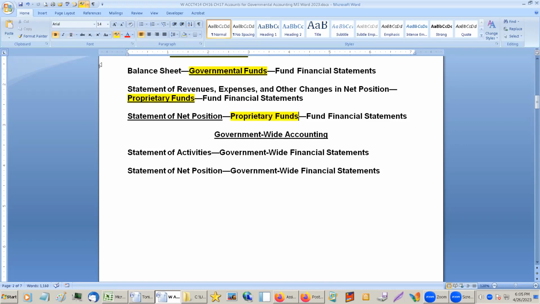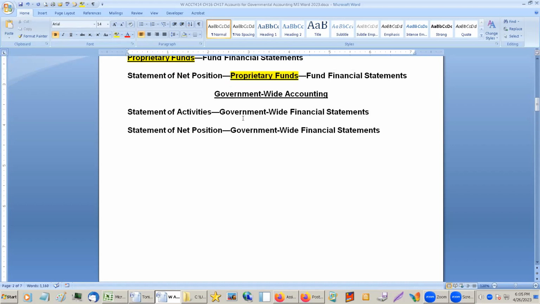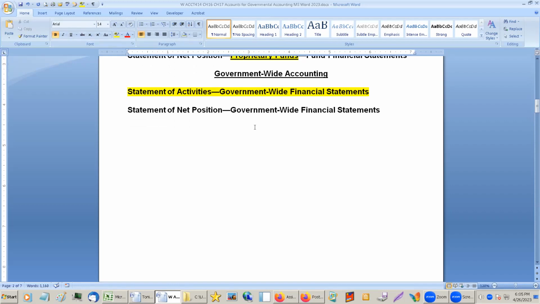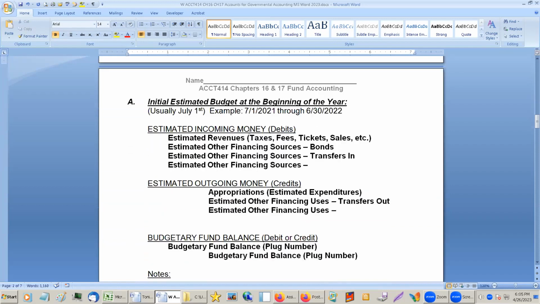Why underline? Hold on a second. I think I underlined the wrong thing here. I don't think that should be underlined. This should be underlined. And government wide, we're gonna have one of these, statement of activities. That's gonna be on the test. Cause this one's wacky. That's that weird one that we spent like half a class on, so. That's gonna be on the test.